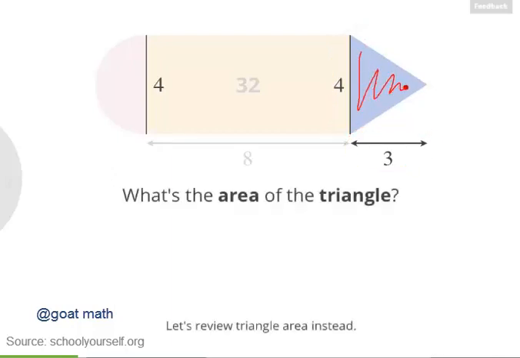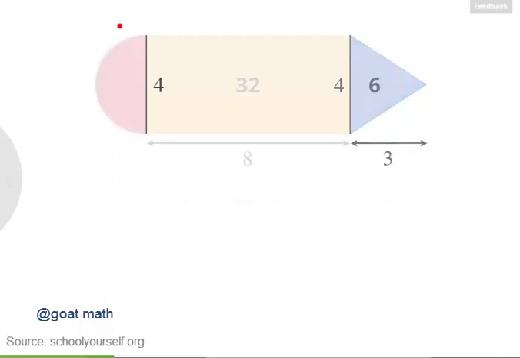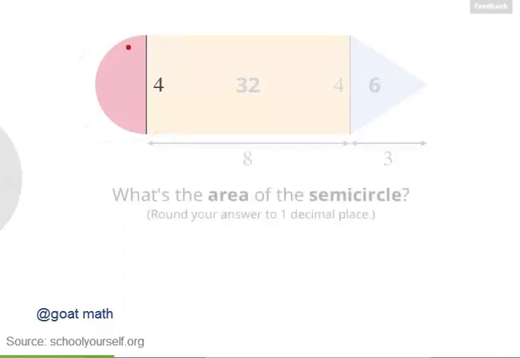So what's the triangle's area? Precisely, it's 1/2 base times height. So this triangle has an area of 6. Finally, let's look at the semicircle on the left, which has a diameter of 4. What's the area of this semicircle? Round your answer to at least 1 decimal place, and if you get stuck, click down here.